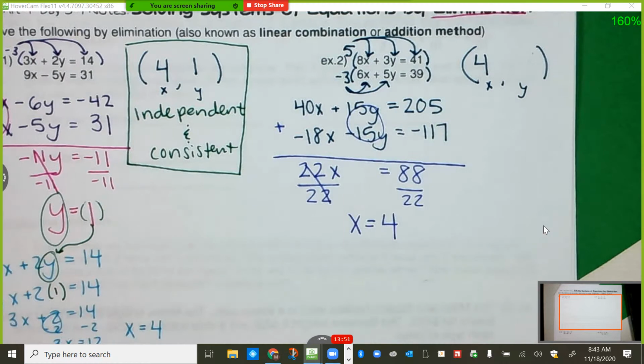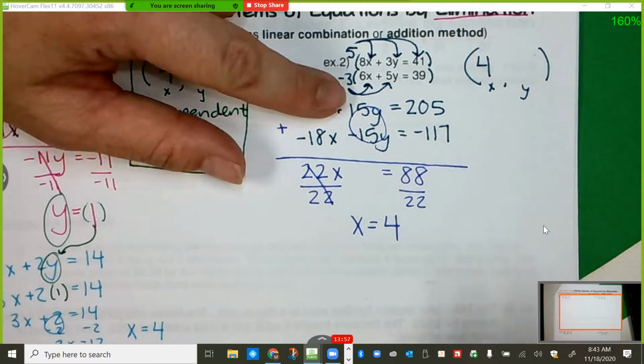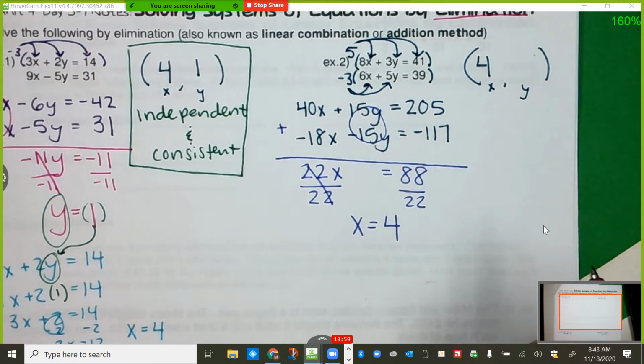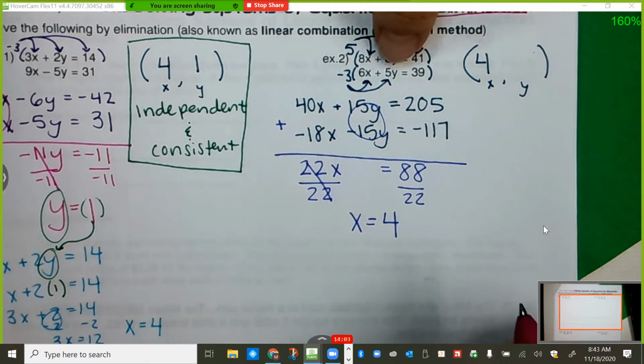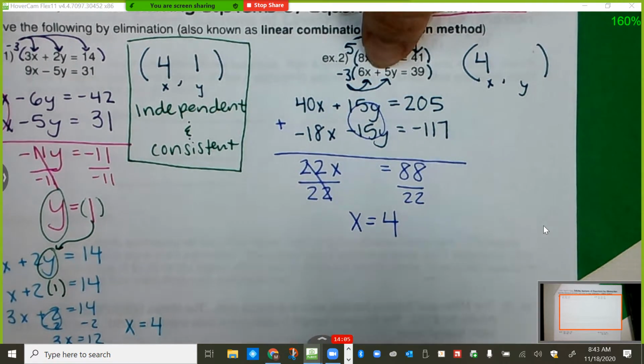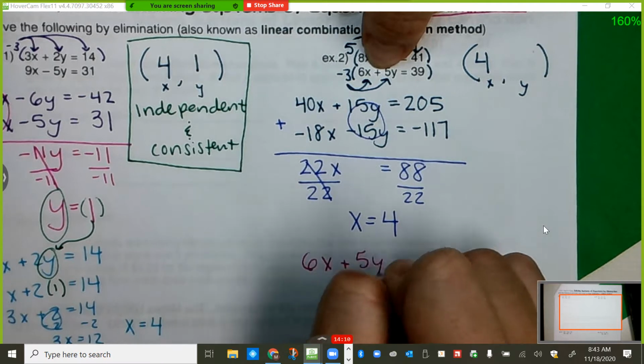And now what's my last step? Plug it in to substitute. Okay, doesn't matter which equation. Now, I always pick one of the originals. Okay, so I'm just going to pick the bottom one. Anyways, it's just the one I picked. 6x plus 5y equals 39.